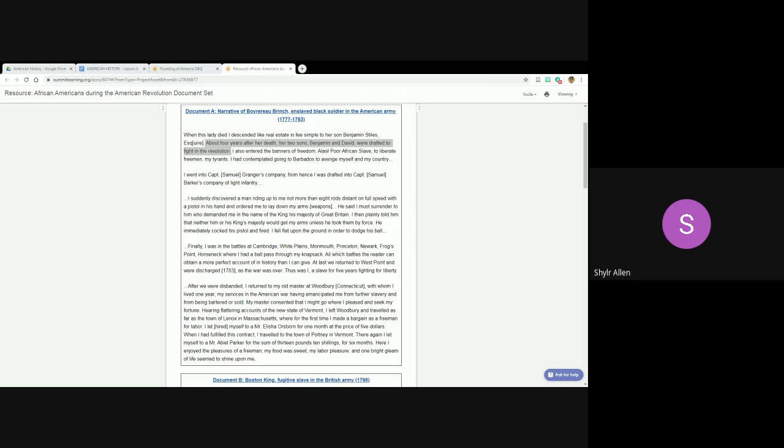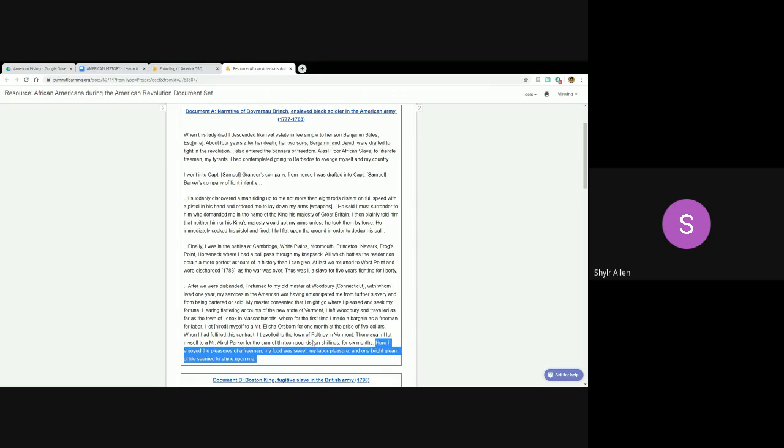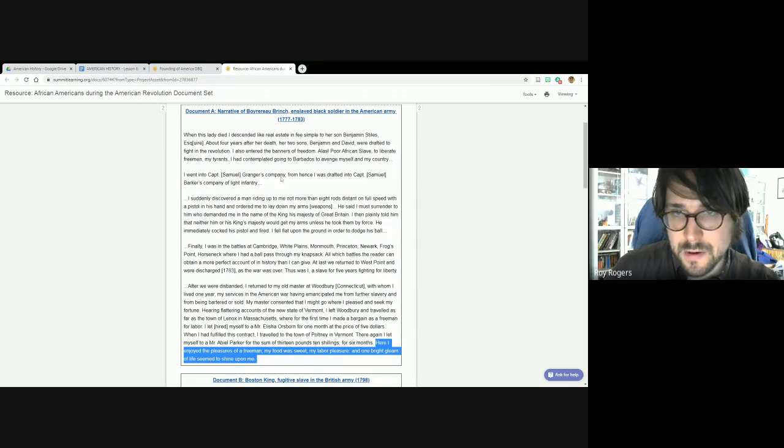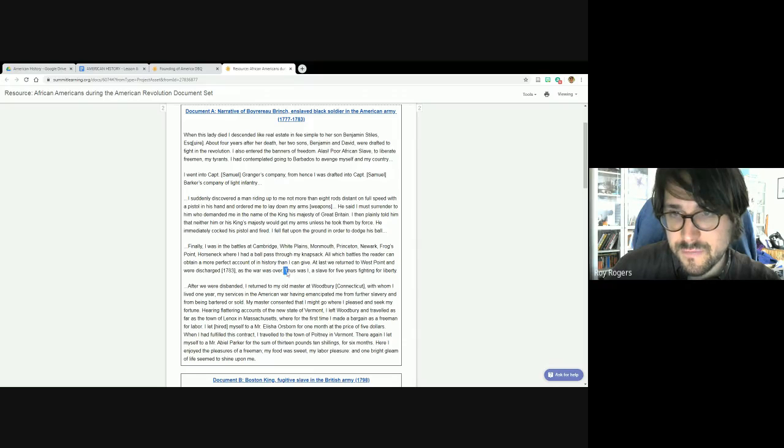Well, the next thing I highlighted was in the next paragraph at the last sentence. Oh, you mean the last paragraph of the last sentence? No, the next paragraph. I'm going in order. Oh, the next part. So this one? Thus, where I was a slave for 5 years fighting for liberty?